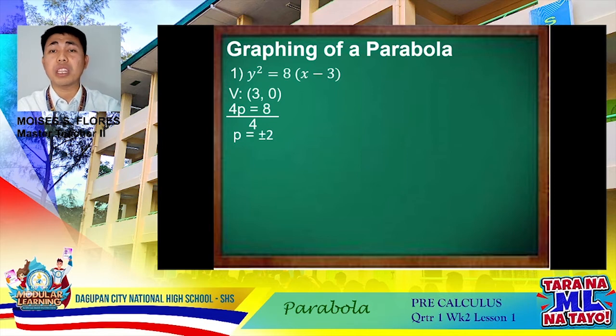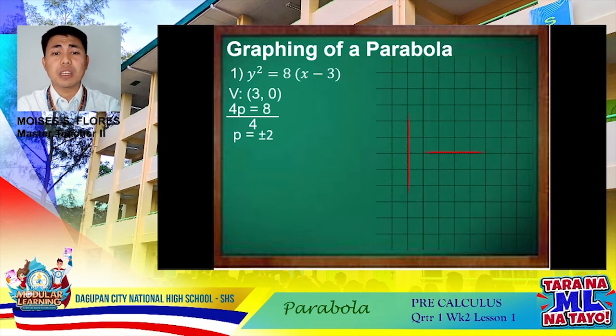Okay, so we are now ready to graph a parabola. Using our Cartesian coordinate system, let's first plot our vertex. Our vertex is at (3, 0), meaning 3 units to the right, 1, 2, 3, and we're not going to move either upward or downward. So this one. And of course, do not forget to label. That is, we have (3, 0).